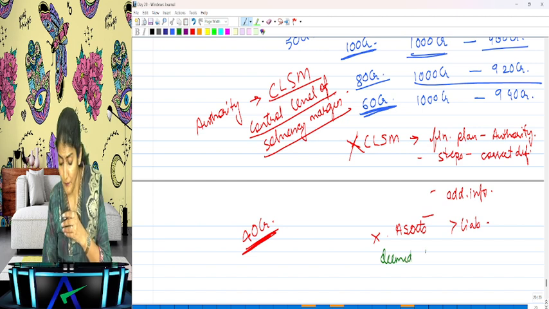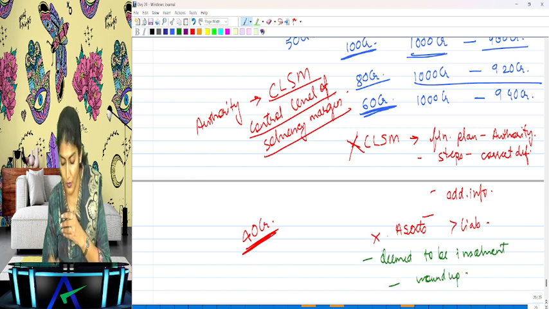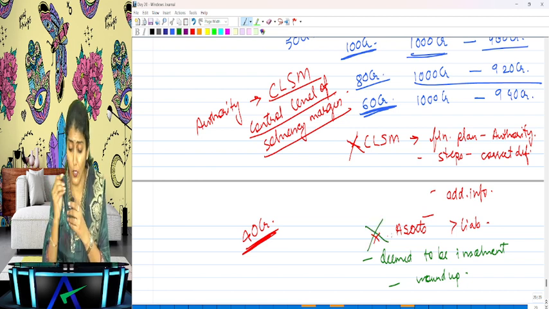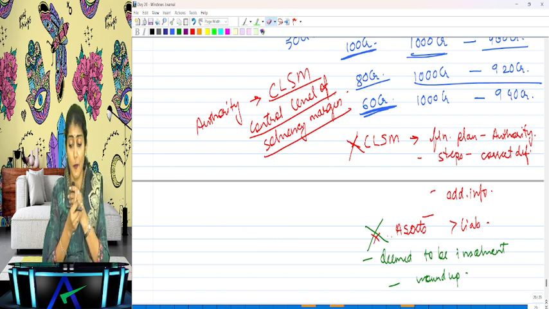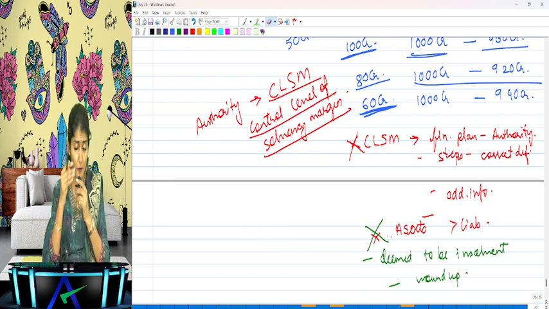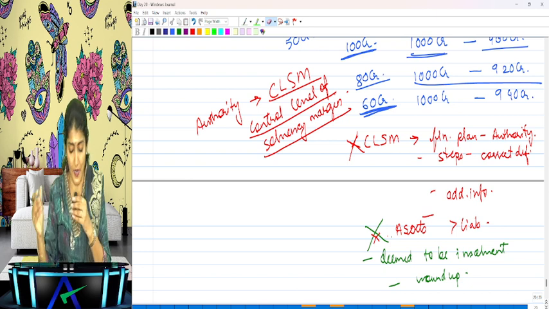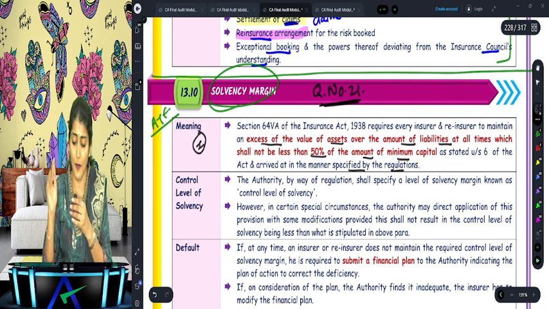It will be deemed to be insolvent, and they may also order the insurance company to be wound up in a court of law. Right, so if at any point of time the insurance company is not able to maintain the excess of value over the amount of liability, it will be deemed to be insolvent and the court may pass an order for winding up of the insurance company. Are you understanding that? Solvency margin. So one point we studied is the excess of value of assets over the amount of liability.